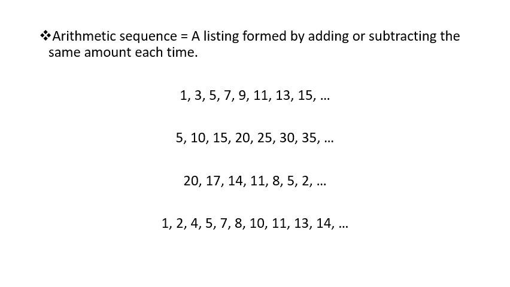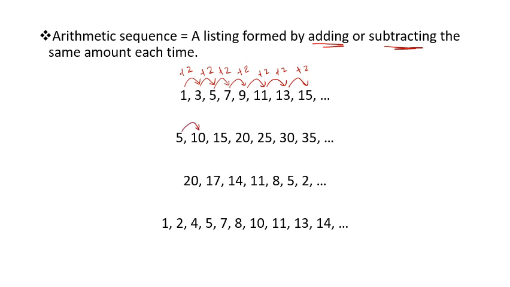We can see 1 to 3, I'm going to add 2. From 3 to 5, I'm going to add 2. From 5 to 7, I'm going to add 2. Add 2, add 2, add 2. So we can see what the rule is here, that we're adding 2 each time. And we could use that rule to generate the next terms in the sequence. We know this would continue 17, 19, 21, and so on. So again, we're adding or subtracting the same amount each time, and that's what makes this an arithmetic sequence.